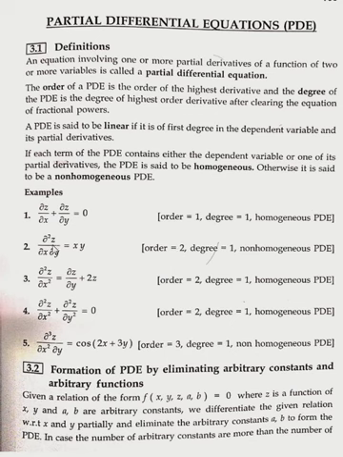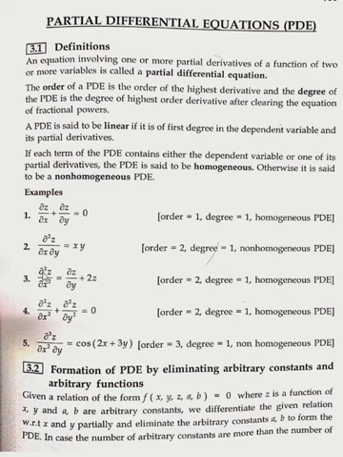The degree of the highest order derivative. What is the degree of the highest order derivative? That is 1. That is the degree of the PDE. Is it homogeneous? No, it is not homogeneous. That is non-homogeneous, because here this term does not contain z or one of its partial derivatives.